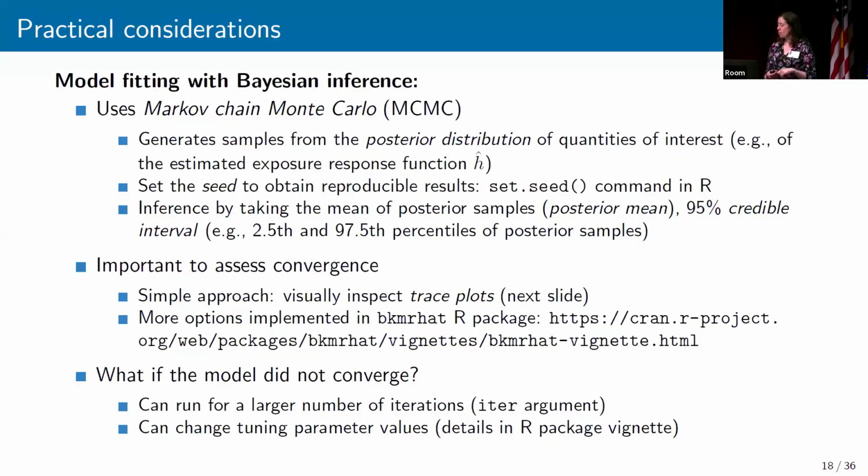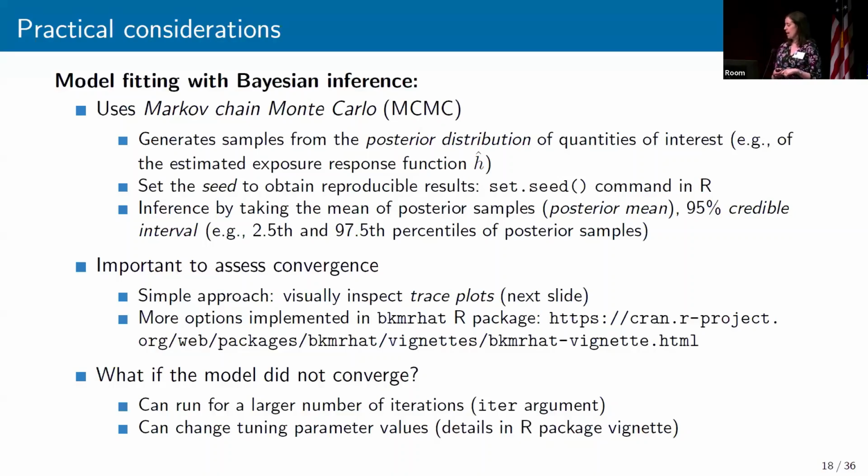And then how inference works for Bayesian inference: given your posterior samples, you can take the mean of those, and that's the posterior mean. That's the mean given your data and your priors, that's consistent with the data. And then you would also get the Bayesian analog of a 95% confidence interval, a 95% credible interval. You would just take the 2.5th and 97.5th percentiles of the posterior samples, and that's one way you can get a credible interval.